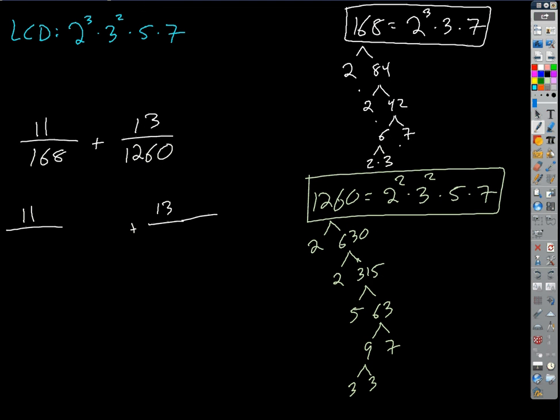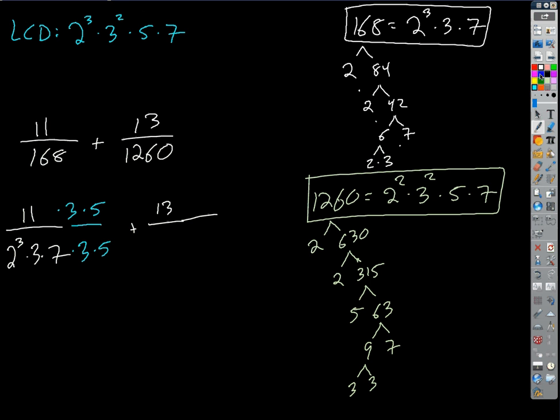So 168 we know breaks up into 2 cubed times 3 times 7. Let's figure out what we have to multiply both the top and the bottom by here. A 2? We've already got the 2's. So I need a 3 and a 5. Everybody agree? Yes. Okay, how about over here?